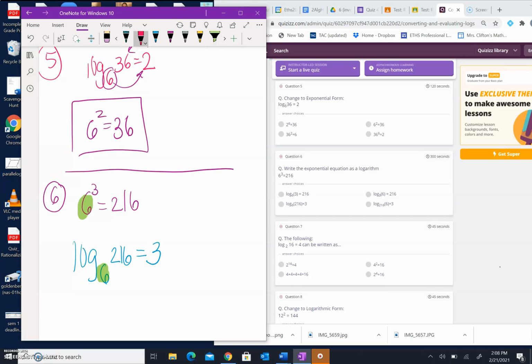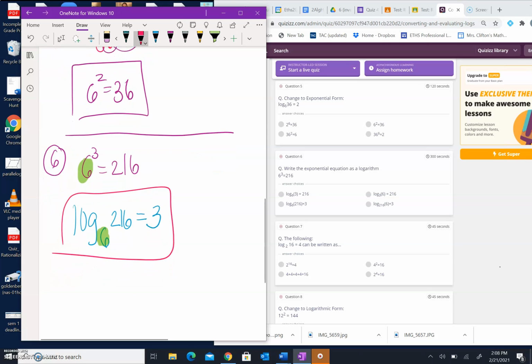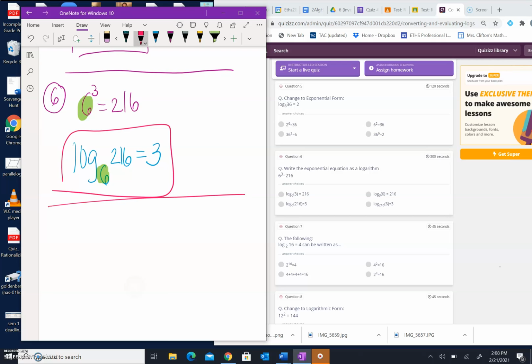That's how I always remember which number goes in the base. And then remember, if you need a double check, I like to do 6 cubed is 216. I do my circle method, and that's kind of my way to double check that I got it correctly. Okay, and then there's our answer, right? We're writing it in the other form. So we're just getting comfortable understanding how to read a log and think about it in a log way and in more of an exponential way.